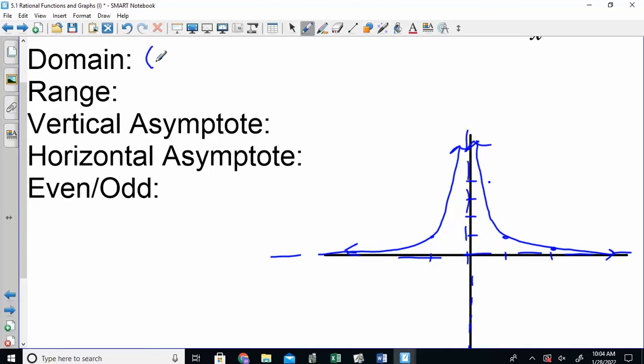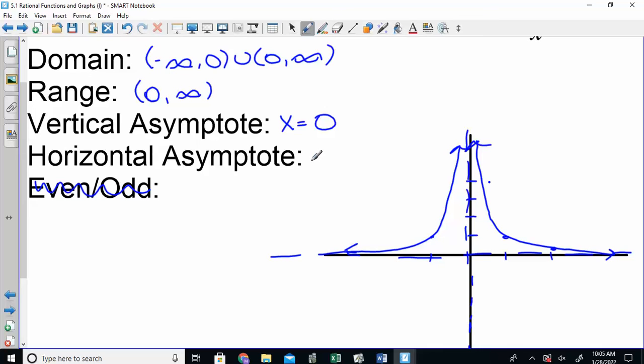So domain and range, we can look at our graph. What's my domain? Negative infinity, union, positive infinity. What's my range? It's different because we don't have any negatives. So it's just 0 to infinity. Vertical asymptote? X equals 0. And horizontal? Y equals 0. And like I said, I want to skip even and odd for now. We'll touch on that later on in the chapter.